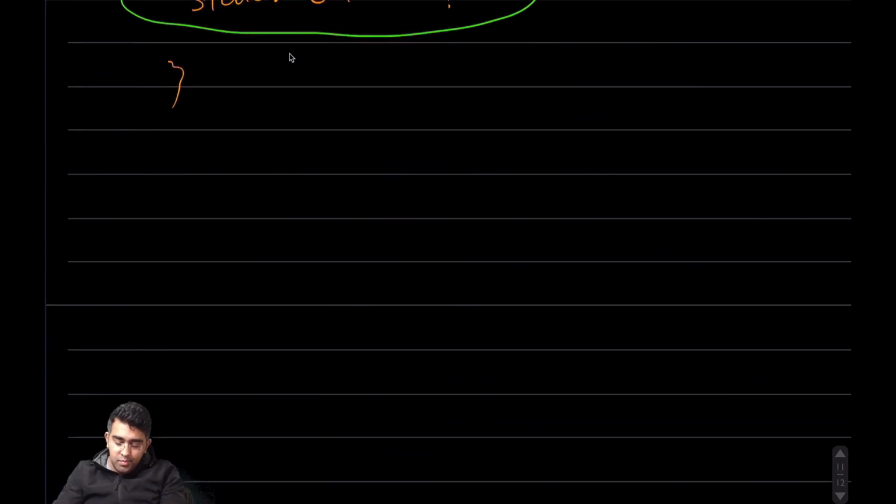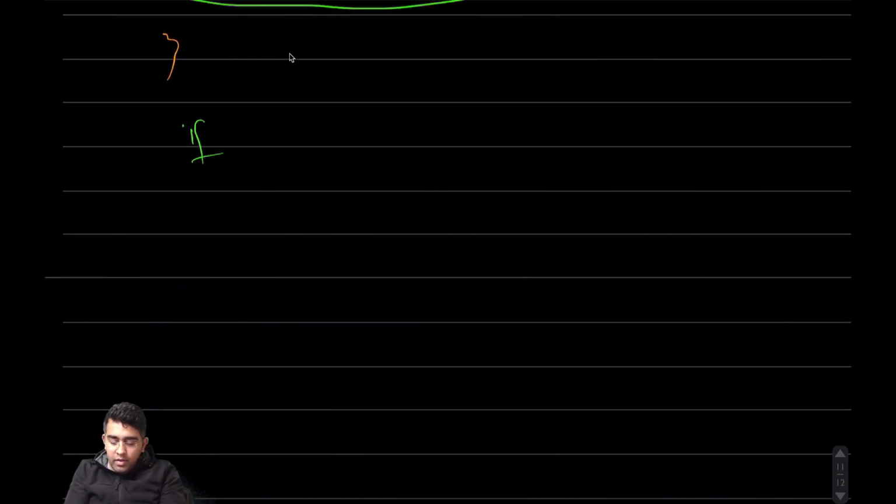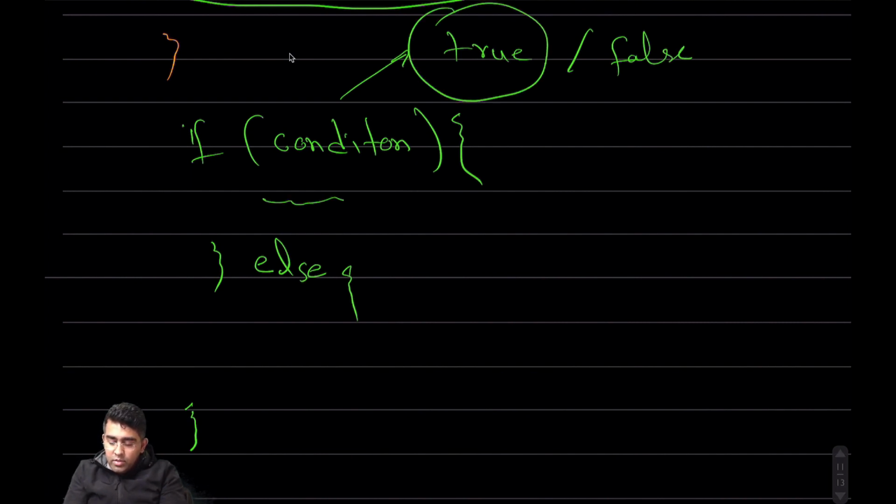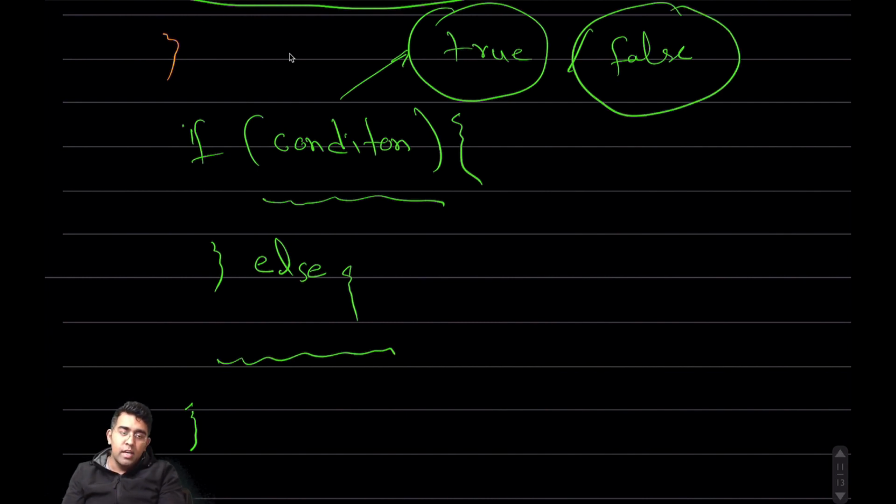So pretty much we have if, condition, a block of code, else, block of code. That condition can return true or false. If it returns true, then this is going to execute. If this returns false, then this part of the code will be executed. So this is a conditional statement. Let's take a look at the demo now in the code.